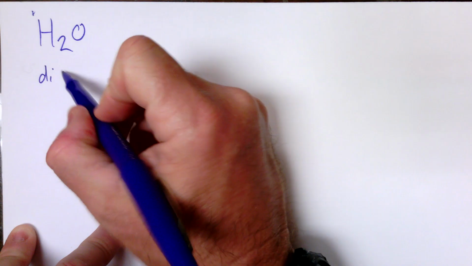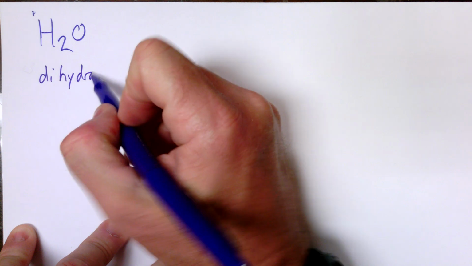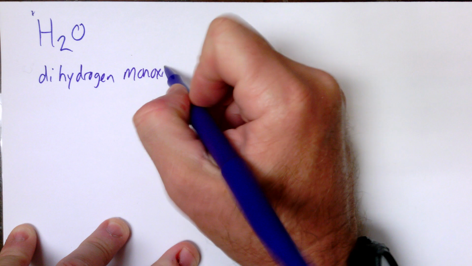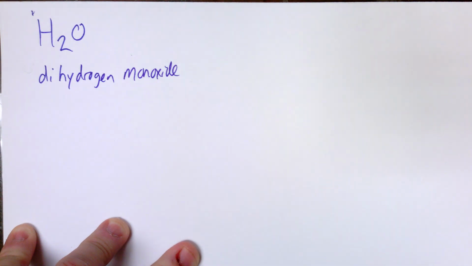So think about this element here. Here we've got 2 nonmetals. We've got hydrogen and oxygen. And how would we name this? And don't say water. Technically speaking, we would say dihydrogen monoxide, because there's 2 hydrogens and there's only 1 oxygen.